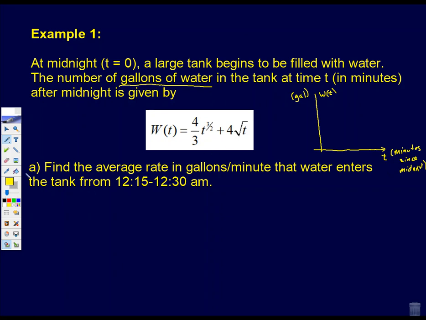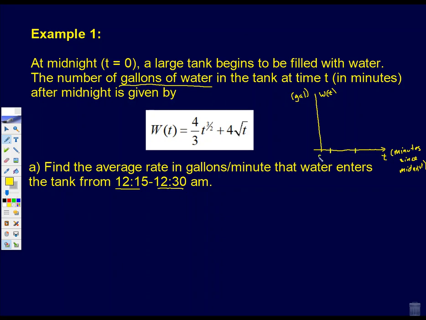So now, if you read the question carefully, we're finding the average rate, in other words, the average rate of change of the water that enters the tank from 12:15 to 12:30. Now we have to read the context clues again to see what numbers on the t-axis we are actually going to use.